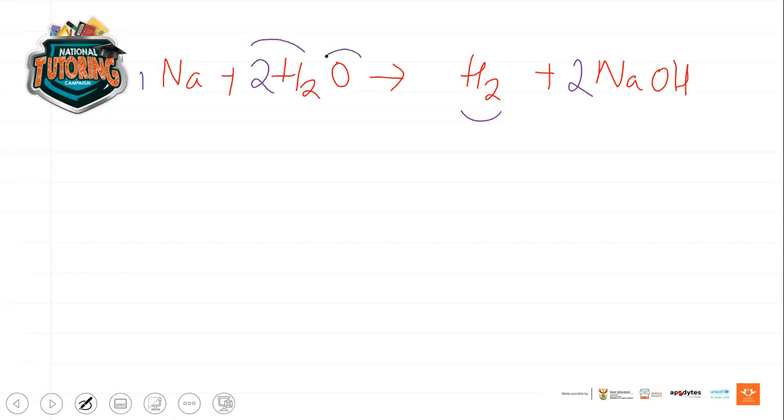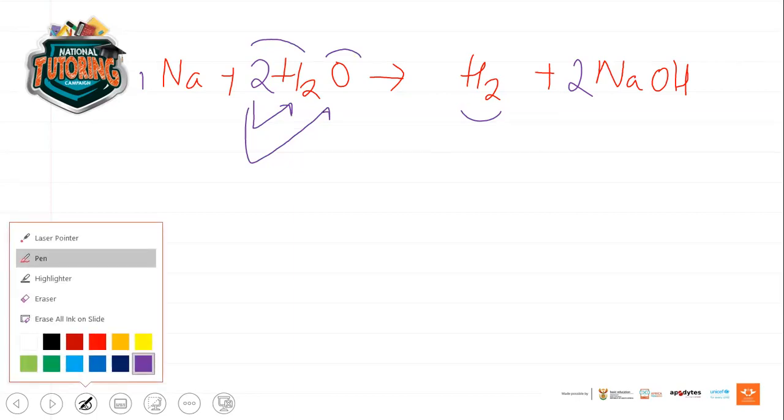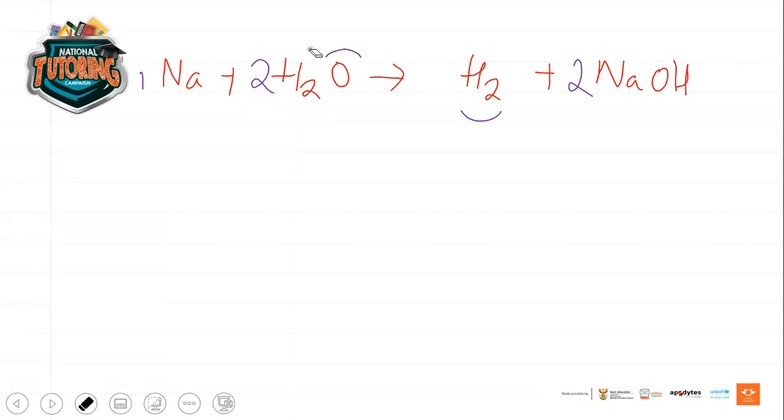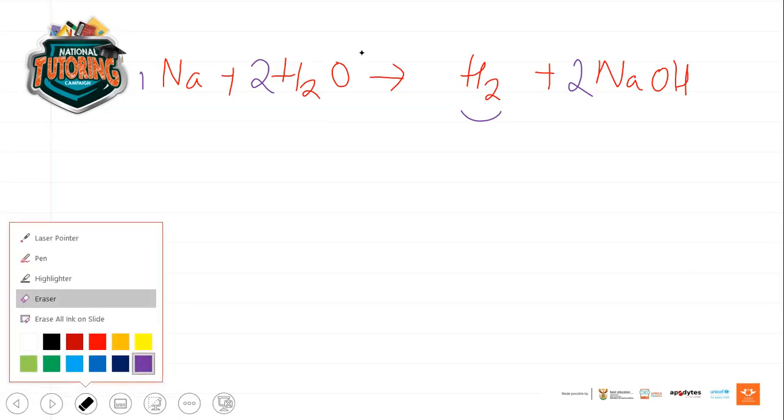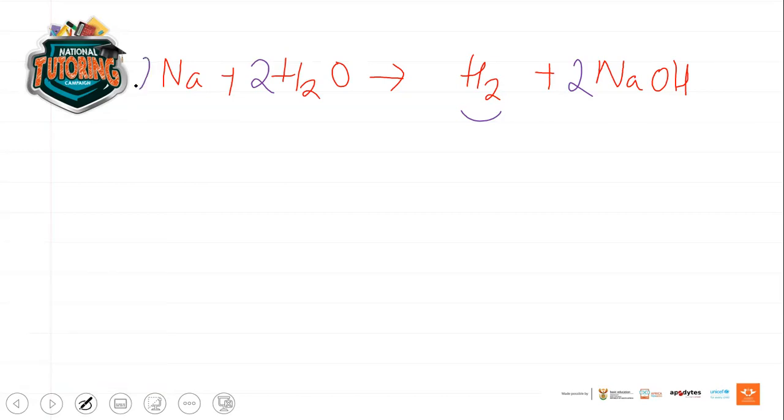I've also got 2 oxygens now, because remember this 2 is for the H2 and it's for the O. So it means that there's 4 hydrogens, and that means that there's 2 oxygens. That's how it works. Now my sodiums aren't balanced, but all I have to do to balance my sodiums is to put a 2 in front of that. Now, if you check it, it's going to be balanced.